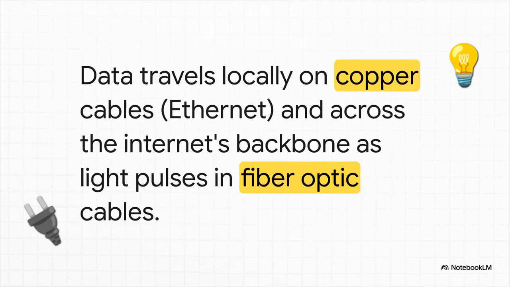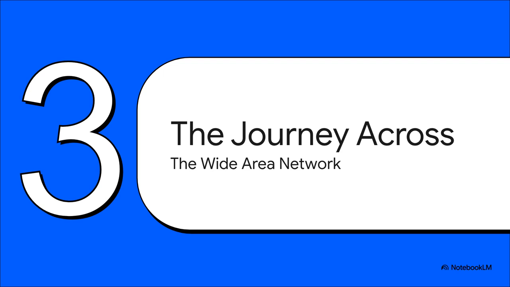And it's pretty amazing to think about how this is physically happening. On your local network, that data is probably zipping along as electrical pulses in a standard copper Ethernet cable. But for the long haul, for that journey across the internet's backbone, it gets converted into tiny pulses of light and shot through incredibly fast, hair-thin fiber optic cables that stretch across continents and lie on the ocean floor. And just like that, our packet has left the building.